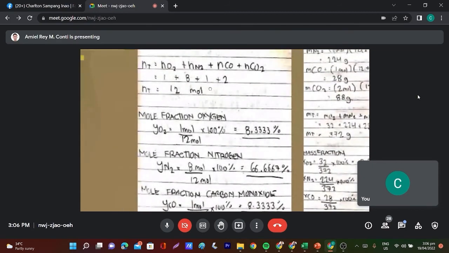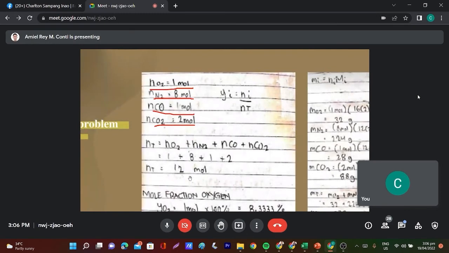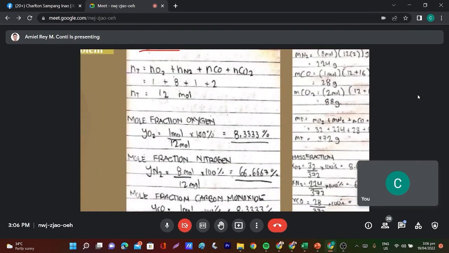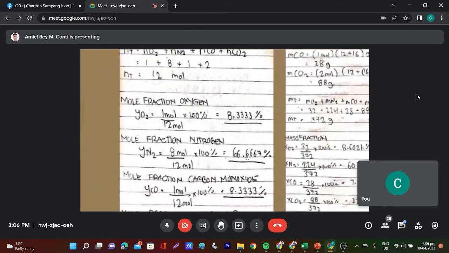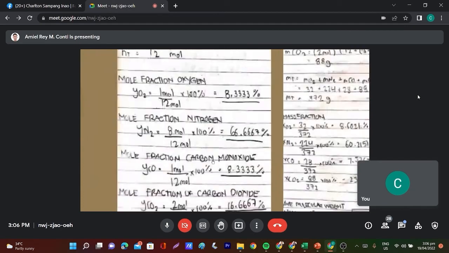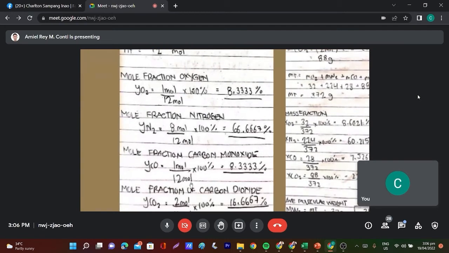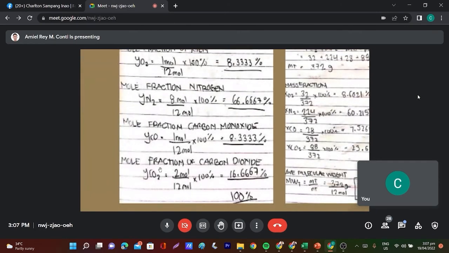Then, ganun din sa nitrogen. Ilan po ang nakuha natin sa nitrogen? 8 mole po. Then, i-divide lang po natin siya sa total which is 12 and multiply to 100%, which is 66.67%. Sa carbon monoxide, ganun din po. 1 mole is the given for the carbon monoxide. Divide lang po sa total nilang lahat na 12 moles times 100%, 8.3333%.